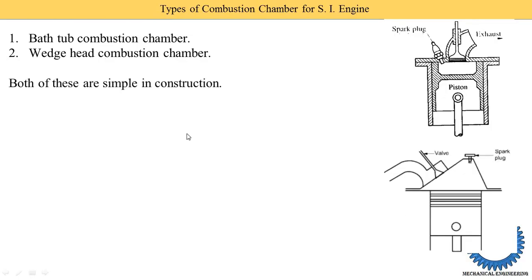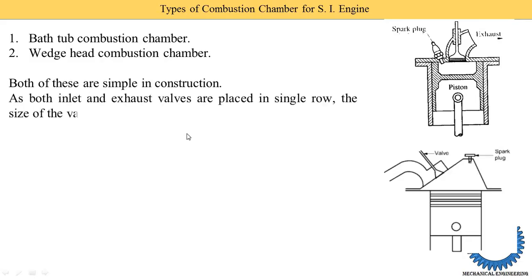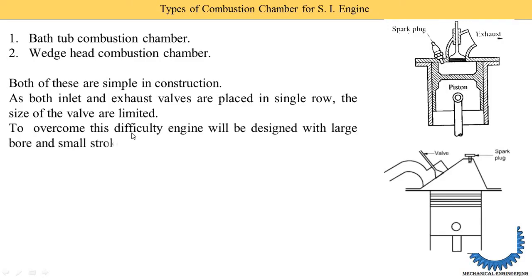Both of these are simple in construction, as both inlet and exhaust valve are placed in a single row. Means in one line they are provided. The size of the valve is limited. To overcome these difficulties, the engine will be designed with a large bore and a small stroke length. Means the diameter is larger and the length is smaller.